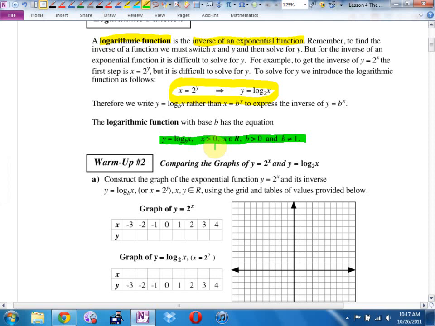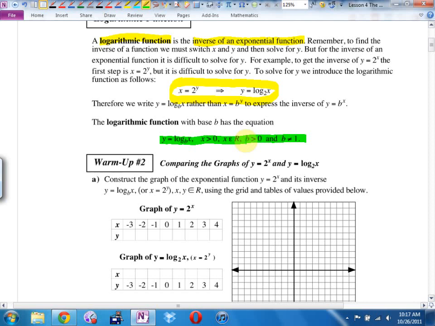For the exponential, the base was b. For the log, the base was b. We had a couple of restrictions on the base of the exponential. We said that the base couldn't be negative. We also said the base couldn't be 1, because what's 1 cubed? 1. What's 1 to the 4th? 1. What's 1 to the 5th? Is that going to give me this shape? So we're going to say, you know what, 1 is the weird base. And you notice, base can't be 1, and base can't be negative.